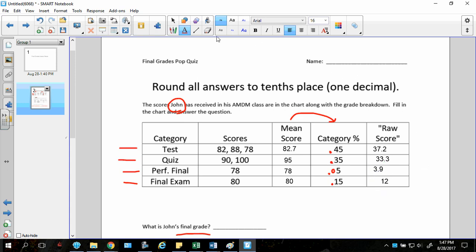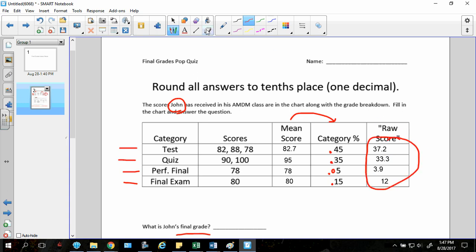None of this should be new at this point. So what is John's final grade? Add all the raw scores up, and that will be his final grade. So his final grade for the class for the semester is 86.4. So his overall grade is 86.4. So finding his final grade, there you have it.